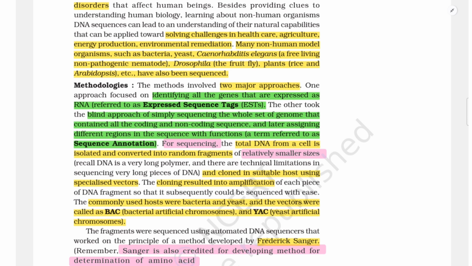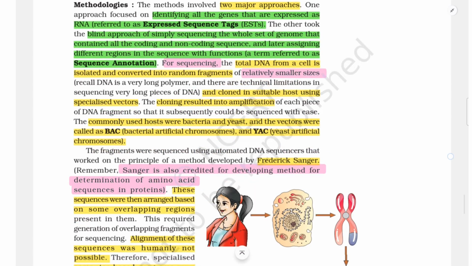Many non-human model organisms, such as bacteria, yeast, Caenorhabditis elegans, a free-living non-pathogenic nematode, Drosophila, the fruit fly, plants, rice and Arabidopsis, etc. have also been sequenced. Methodologies. The methods involved two major approaches.